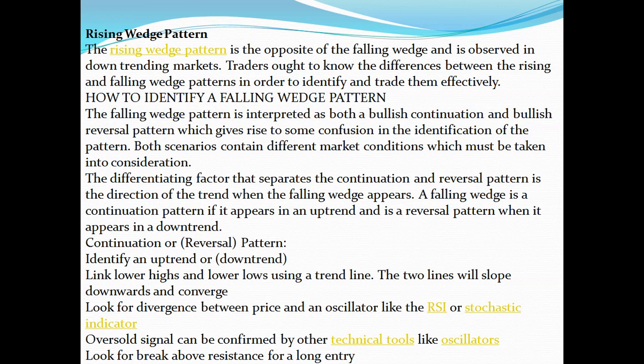These two lines will slope, downturn and converge. I already told you this. Look for divergence between price and oscillator. You can use the indicator like RSI and stochastic. Oversold signals can be confirmed by other technical like oscillators. Look for break above resistance of long entry.